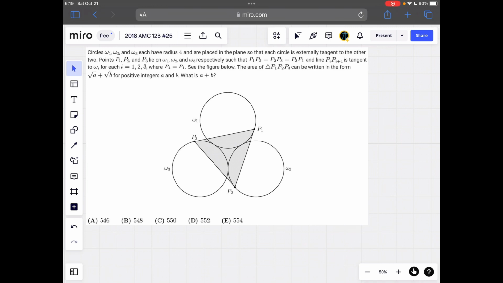The area of P1P2P3 can be written in the form the square root of A plus the square root of B for positive integers A and B. What is A plus B?